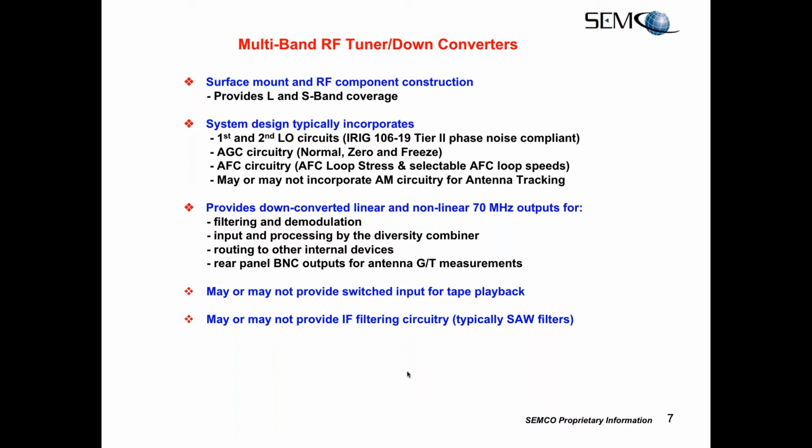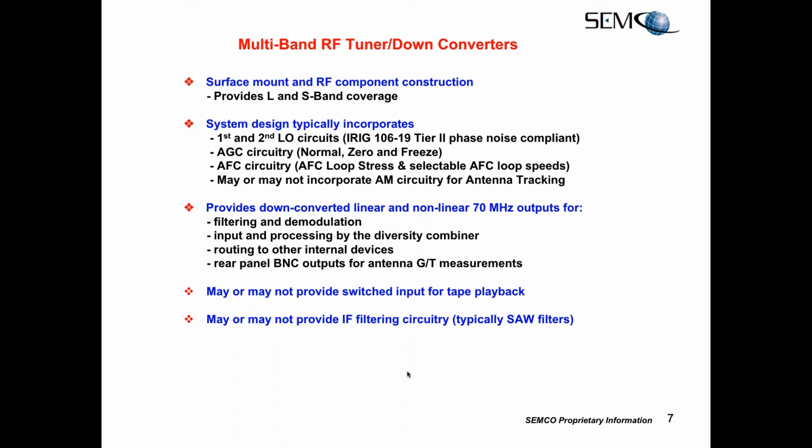Pretty much every receiver out there will have that. It's important to have AFC circuitry that will provide you that loop stress and selectable AFC loop speeds. And also, as part of AFC, to have some sort of a frequency offset, so that if you've got a transmitter that you're trying to track on a test vehicle that is either over deviated or has some sort of a frequency offset, you can compensate for that offset in the AFC circuitry so that you don't jeopardize or compromise the mission.